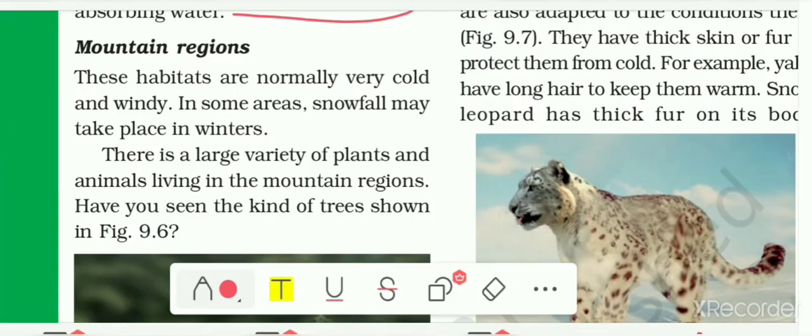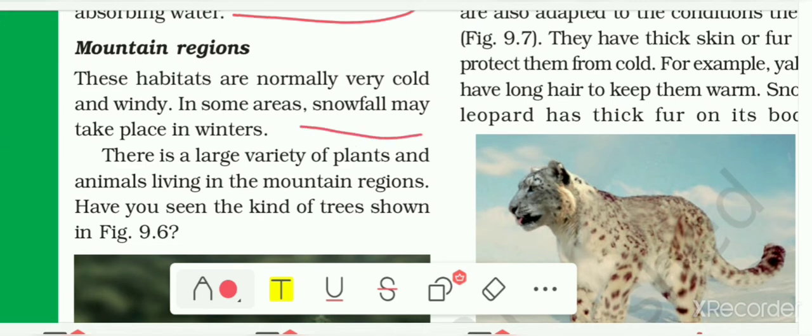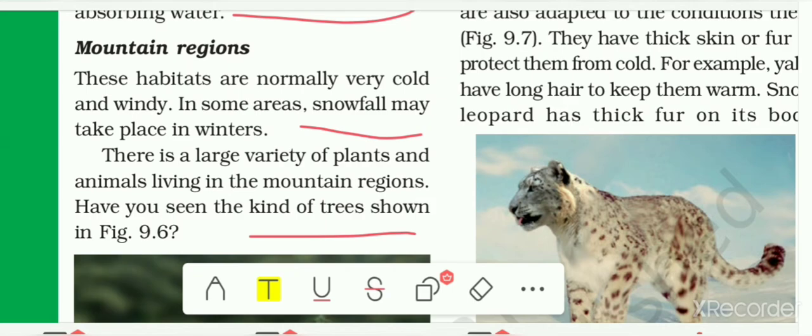The next terrestrial habitat is mountain regions. These habitats are normally very cold and windy, and some areas even have snowfall in the winter season. The environment of the mountain region is given to you. It is very cold and windy, and in the winter season some areas face snowfall even. So there is a large variety of plants and animals living in the mountain regions. Now here some examples are given to you.